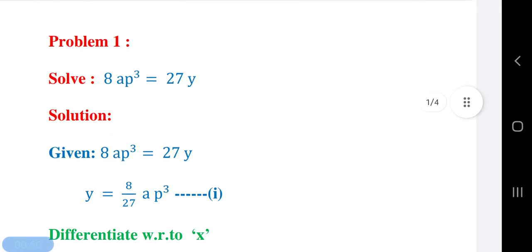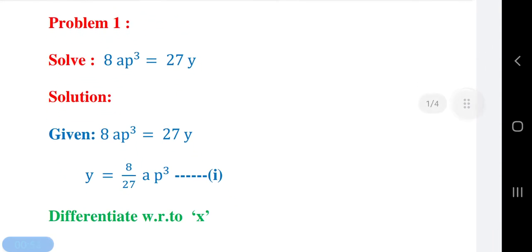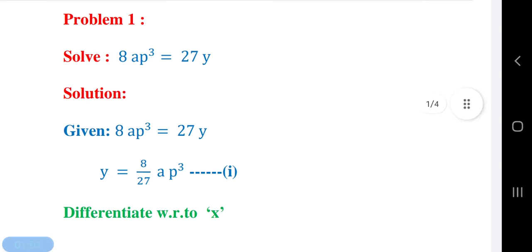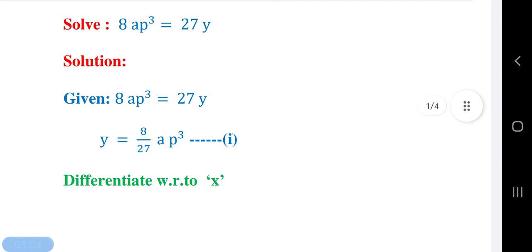Let's see an example. Here we are given 8a p cube is 27y. Here x is absent, so it's good to use the method solvable for y. First, I wish to have y in the left hand side, remaining in the right hand side. So I divide this 27 to the right. So I have y is 8 by 27 a p cube.